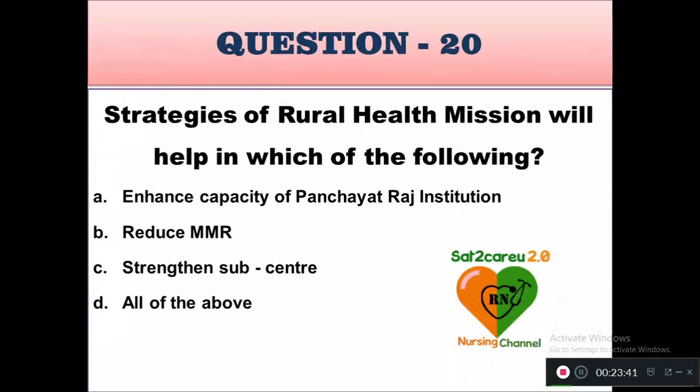Question number 20. Strategies of the rural health mission will help in which of the following? Option A. Enhance capacity of Panchayati Raj institutions. B. Reduce MMR. C. Strengthen subcentres. And D. All of the above. So strategies of the National Rural Health Mission will help in all of the above mentioned areas.